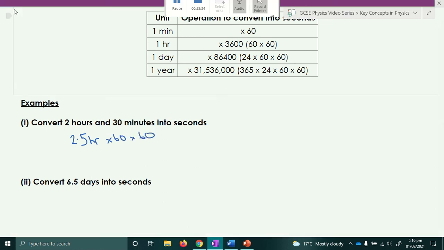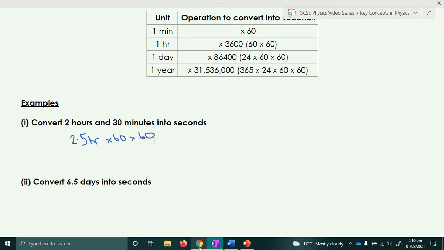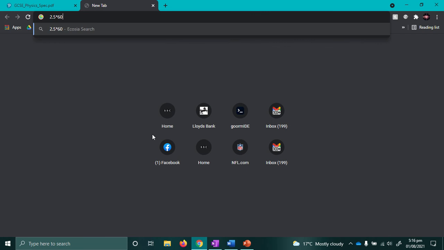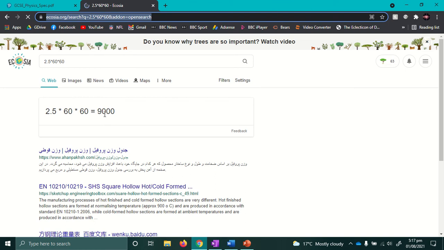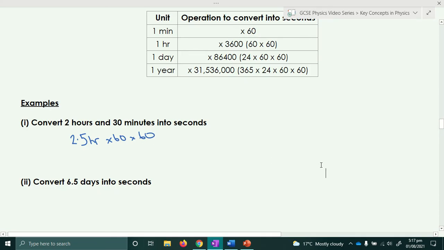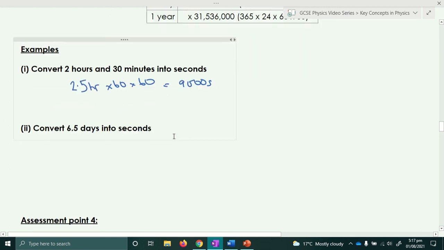Which off the top of my head I have no idea what that is, so let's just quickly Google that. So 2.5 times by 60 times by 60. This is where my internet fails, which would be fairly annoying. There we go. That took a lot longer than I was. So we've got 9,000 in there, which sounds very plausible. So let's stick that in. Okay, 9,000 seconds.